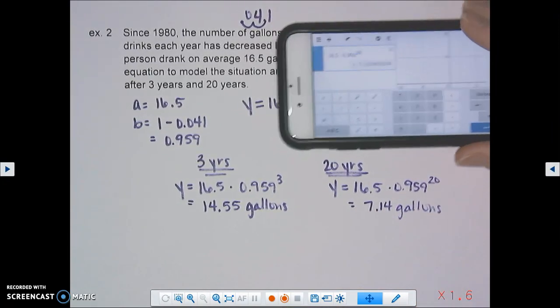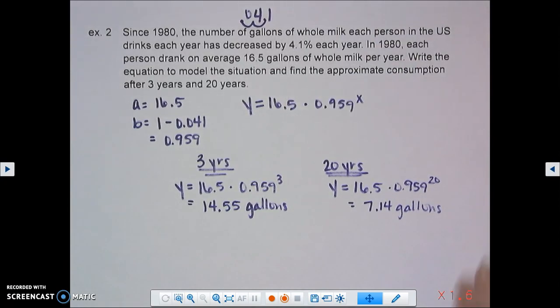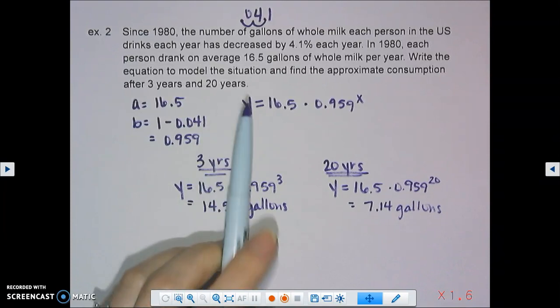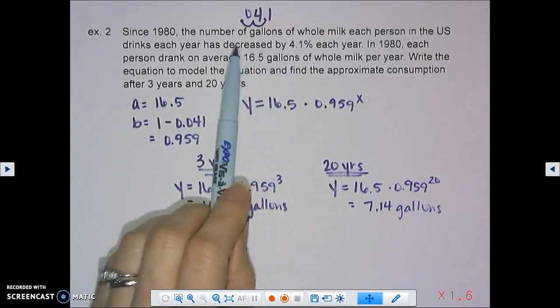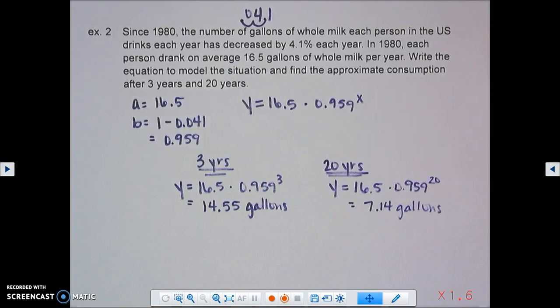So in this situation, we have to make sure, does it make sense that our numbers are getting smaller like that? We started out with 16.5. It's decreasing. So that means that each year that goes on, it should be getting smaller and smaller as it goes.